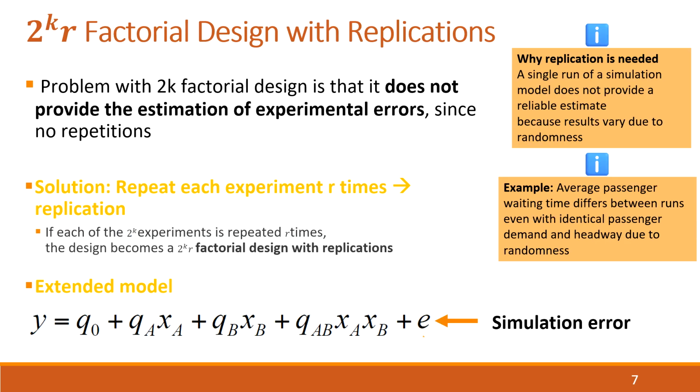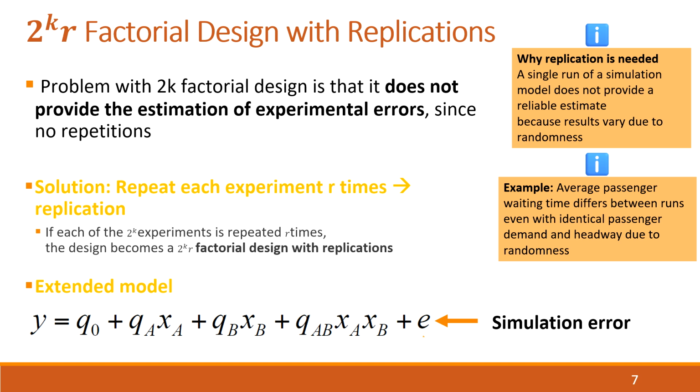A basic 2^k factorial design uses only one run per experiment, so it cannot estimate experimental error. Because simulation outputs are affected by randomness, a single run is not reliable. The solution is replication, repeating each experiment multiple times and analyzing the average results. This creates a 2^k r design and allows us to quantify variability and confidence in the estimates.